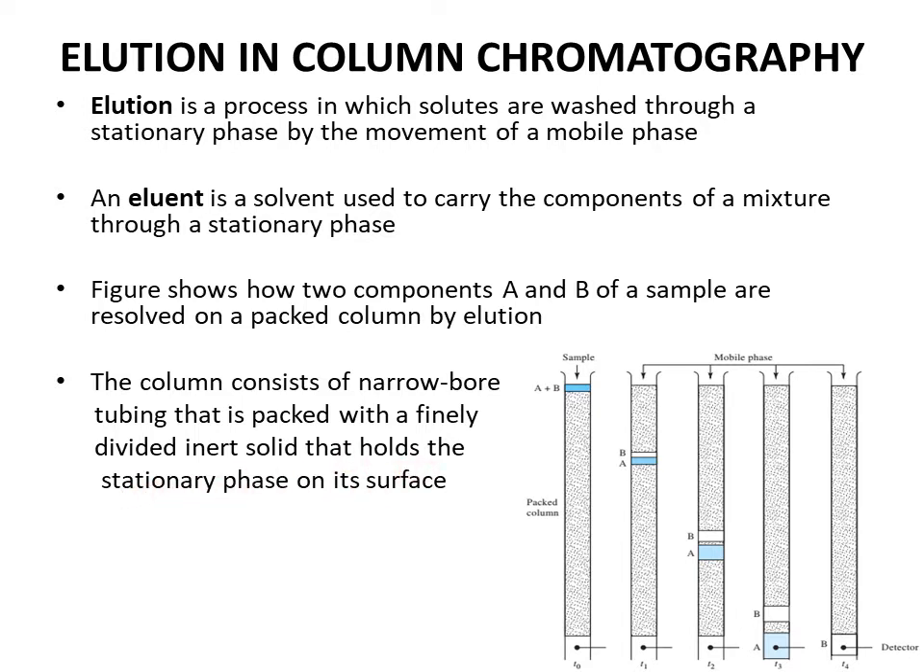Here we can see the column, a narrow bore tubing, and inside it is packed with the stationary phase, which may be solid or liquid. Here the sample is introduced, which is a mixture of two components A and B, and then we make the mobile phase flow, which carries these components through the column, and both of these are separated gradually.